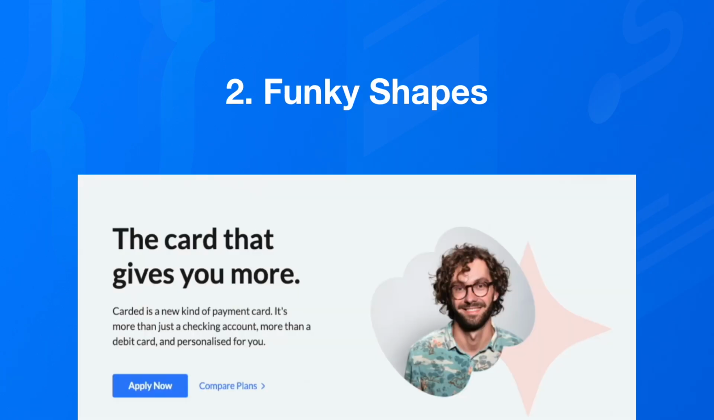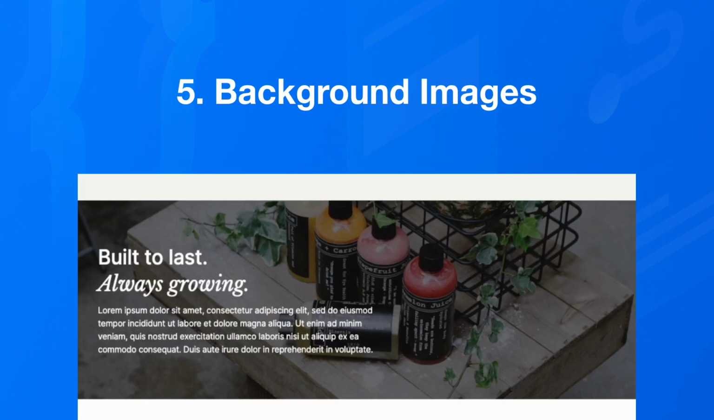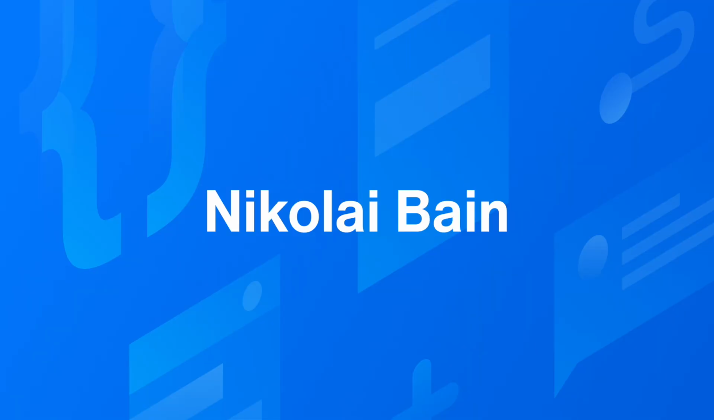So here's what's on the agenda. We're going to look at cutout images, funky shapes, faded images, context imagery, and background images. And with all of those awful names aside, let's jump right in.